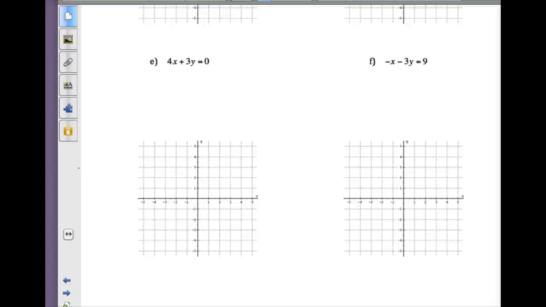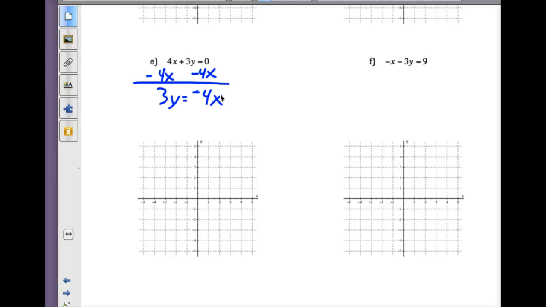Dev, first step on E. Subtract the 4x from both sides. What's each side now say, Devin? Negative 4x. 3y equals negative 4x. Perfect.